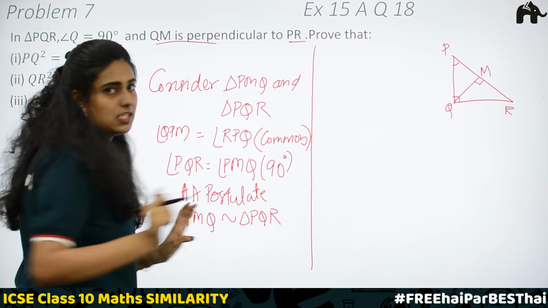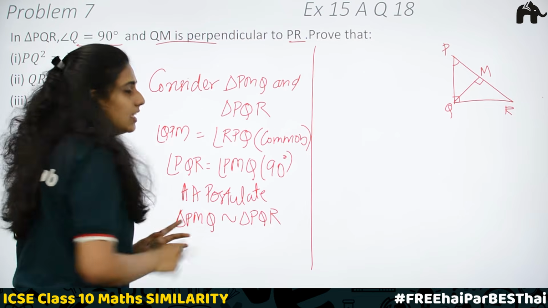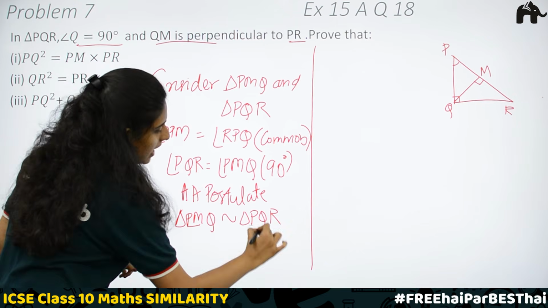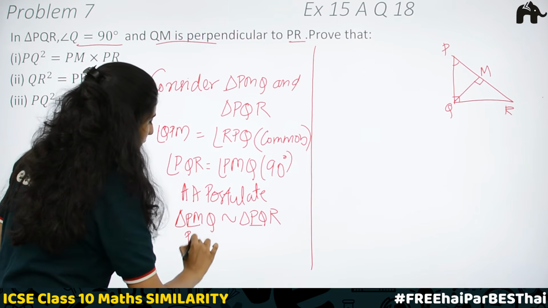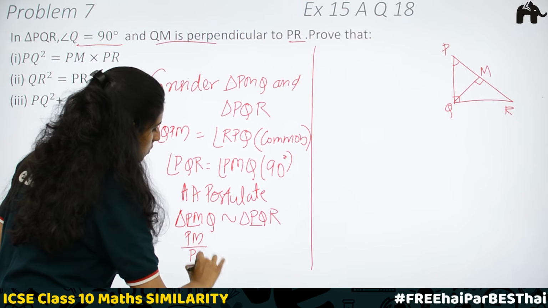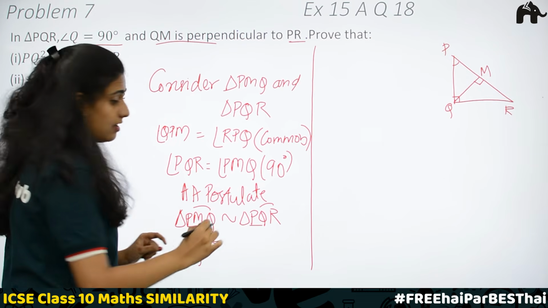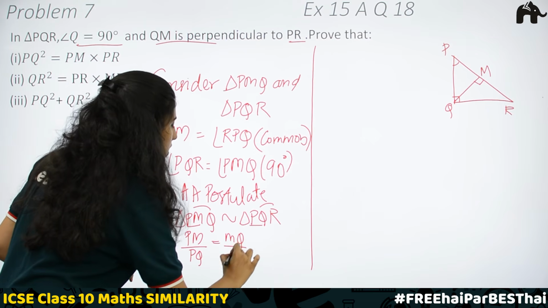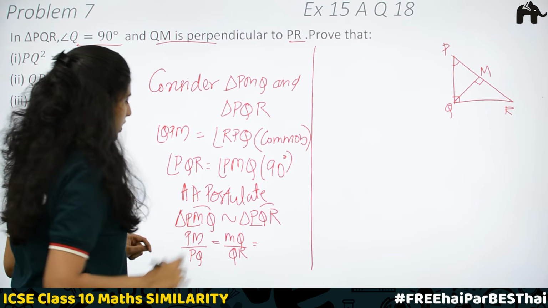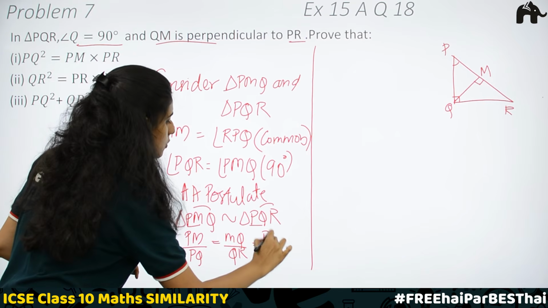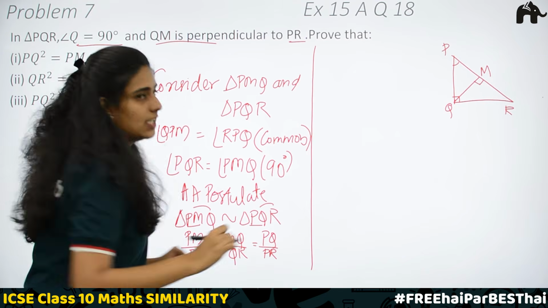Okay, similarity is proved. Next, we will be taking the ratio of the corresponding sides. PM, corresponding to PM, we have PQ. PM by PQ is equal to MQ by QR, and that is equal to PQ by PR.